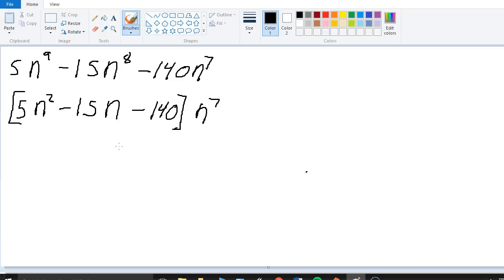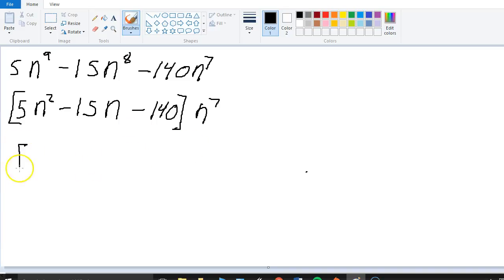I noticed that our first term has a 5 in it. Look at that, has a 5. Their second term also has a 5 in it. 15 is divisible by 5. 140, is that divisible by 5? It is. Let's divide 5 out of each of these.